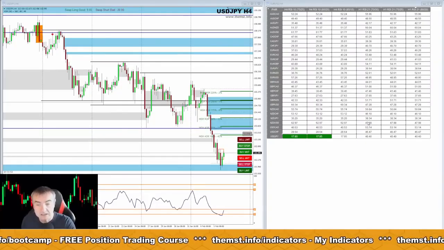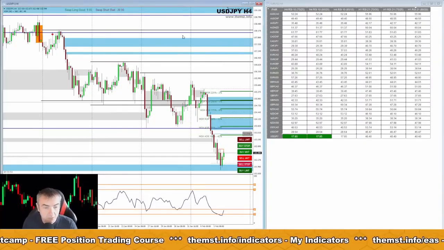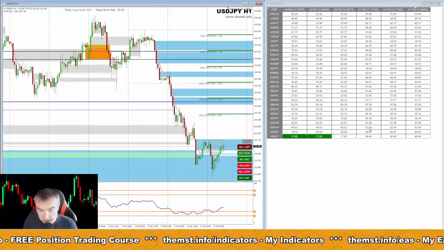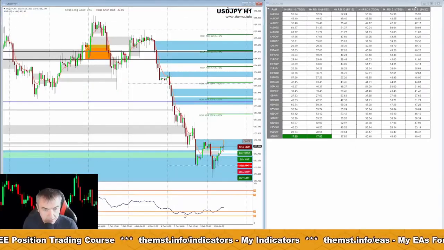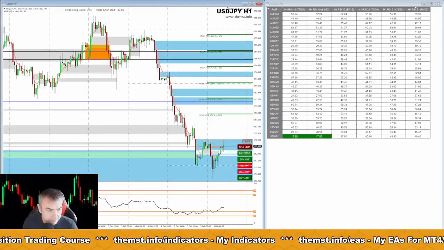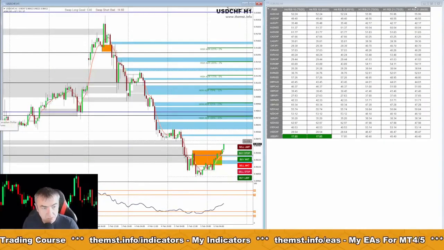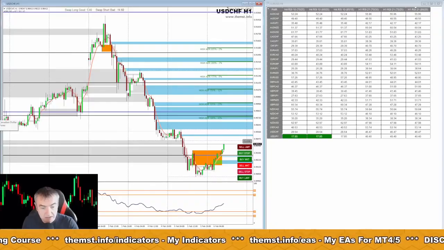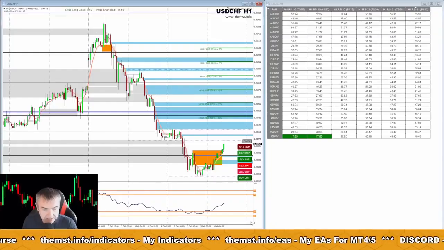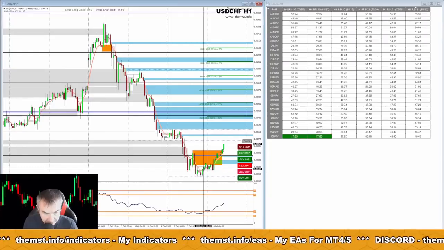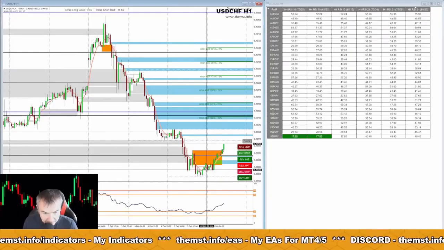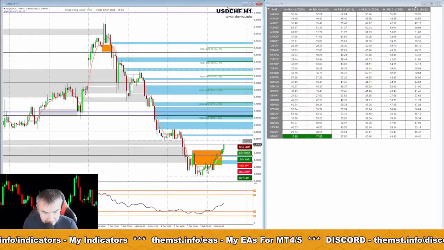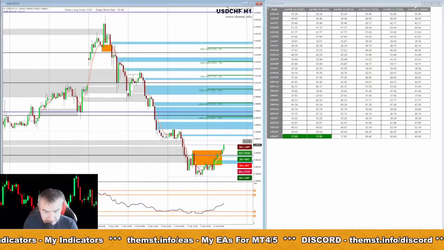We had a couple of RSI extensions yesterday which triggered on the hourlies. I can't remember what they were. So we've got US dollar yen there, obviously. US dollar Swiss was yesterday. Didn't quite get an entry on that yesterday.